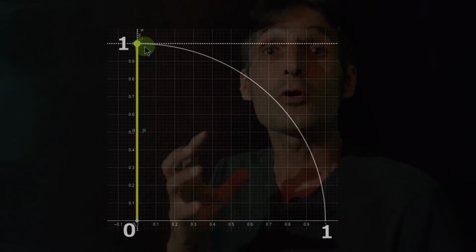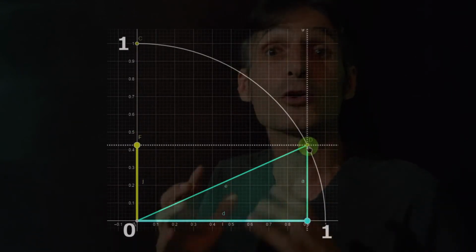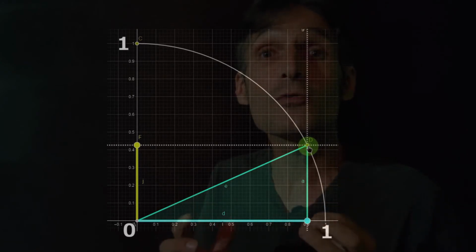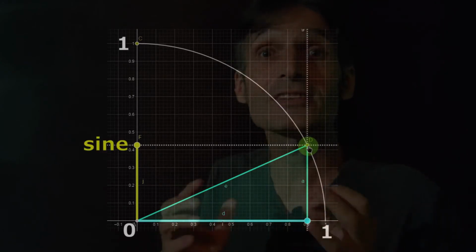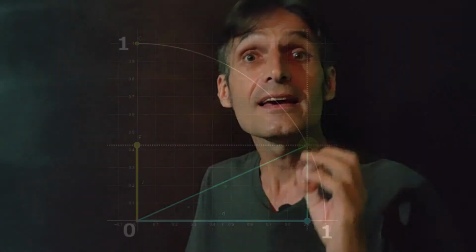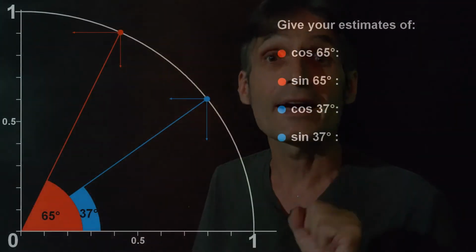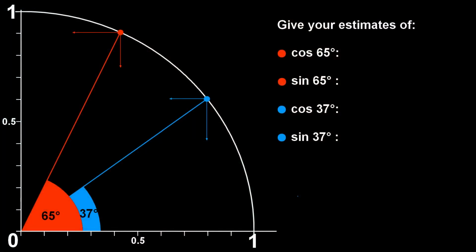So, putting our right angle triangle on a graph allows us to read the cosine and the sine on the axis. Let's have a little practice. Here you can see two angles. I'd like you to estimate their sine and cosine. Please pause the video now and resume it when you're done.